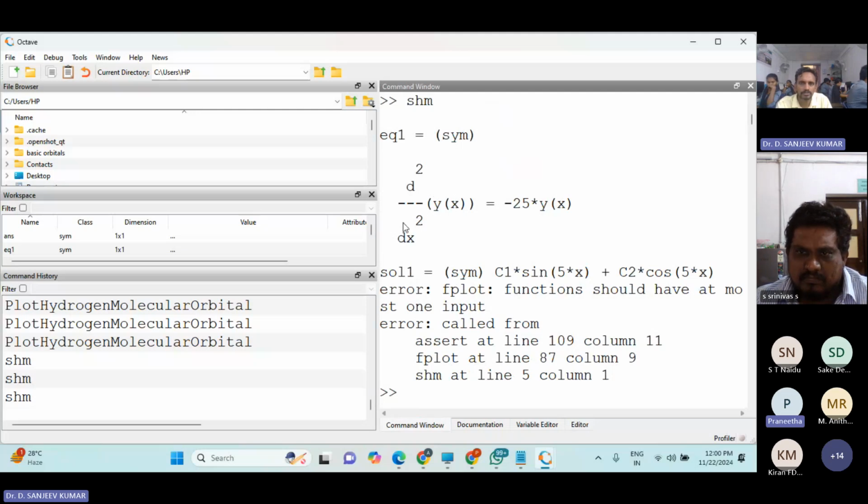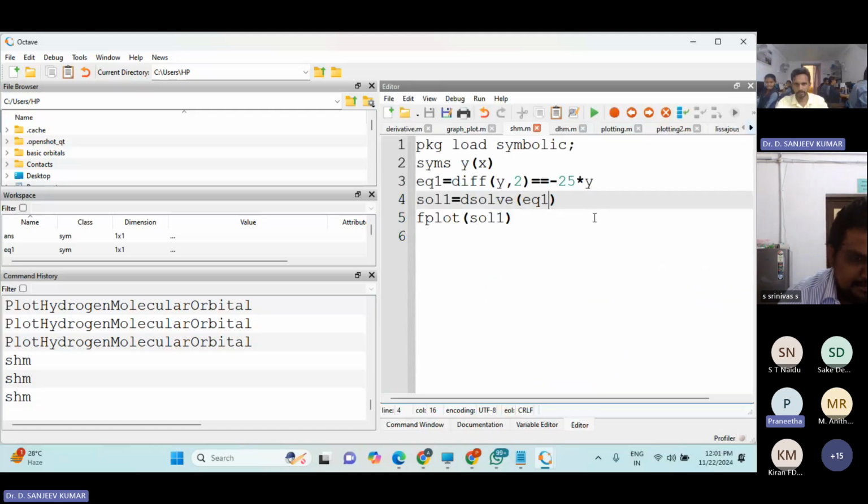So the differential equation is d square y by dx square is equal to minus 25y. That part is clear. And we got some constants, c1 sine 5x plus c2 sine 5x. So these c1, c2 values can be fixed only when we supply the initial conditions. The value of function at x is equal to 0, and the value of first derivative of the function at x equal to 0. We supply these two, then only you'll get a solution, exact solution.